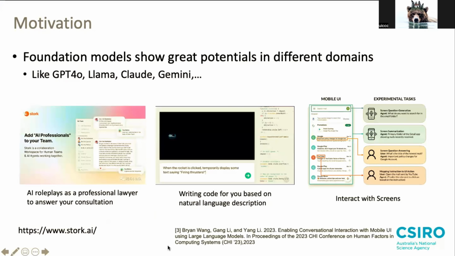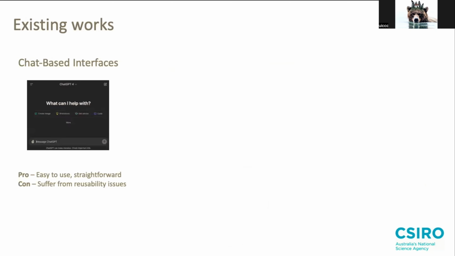Foundation models like GPT-4, Llama, Claude, and Gemini have shown great potential in different domains. They can support different tasks like answering legal questions, writing code, and supporting end users in using their mobile applications. With these powerful models, we find that there is a gap for non-technical people to actually develop an AI service based on their requirements.